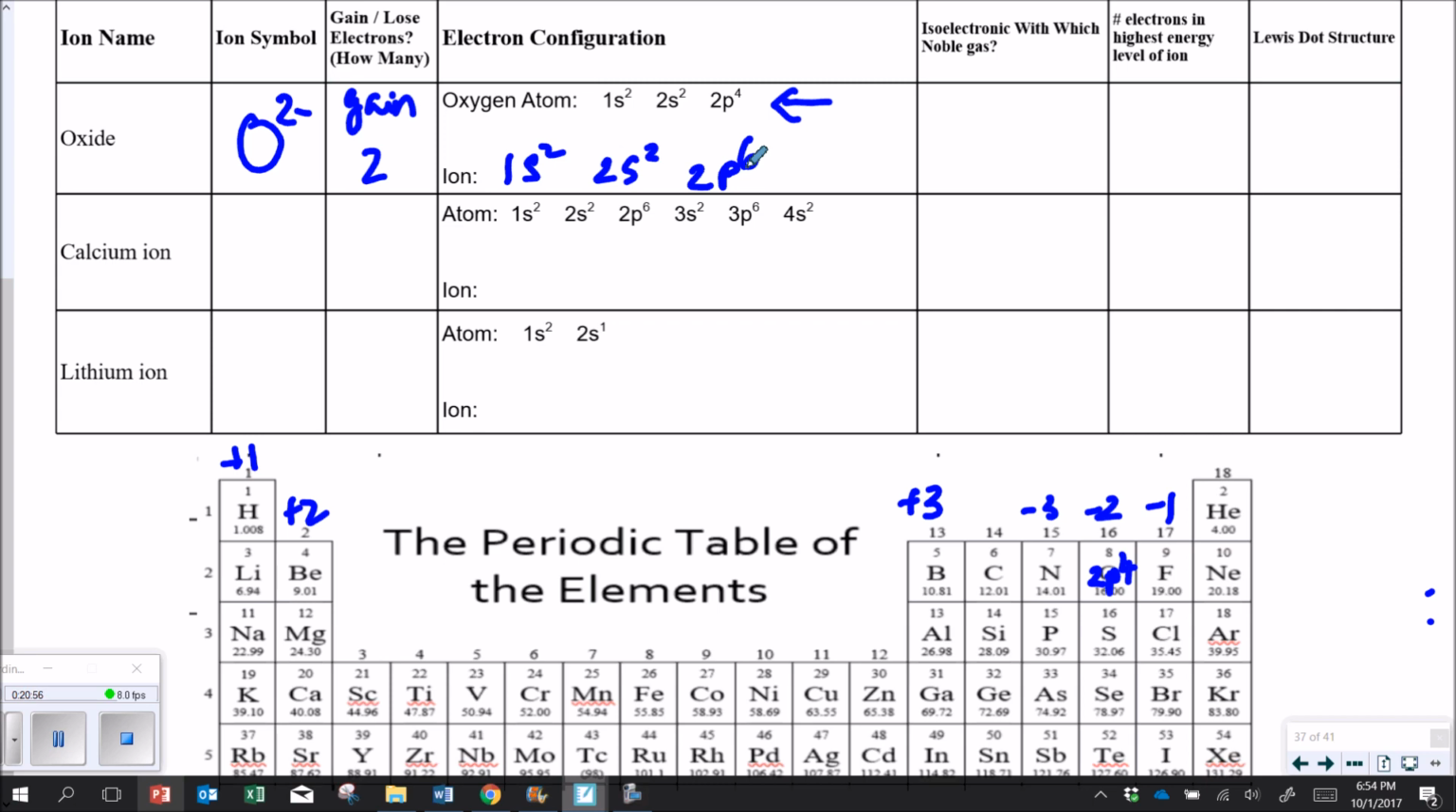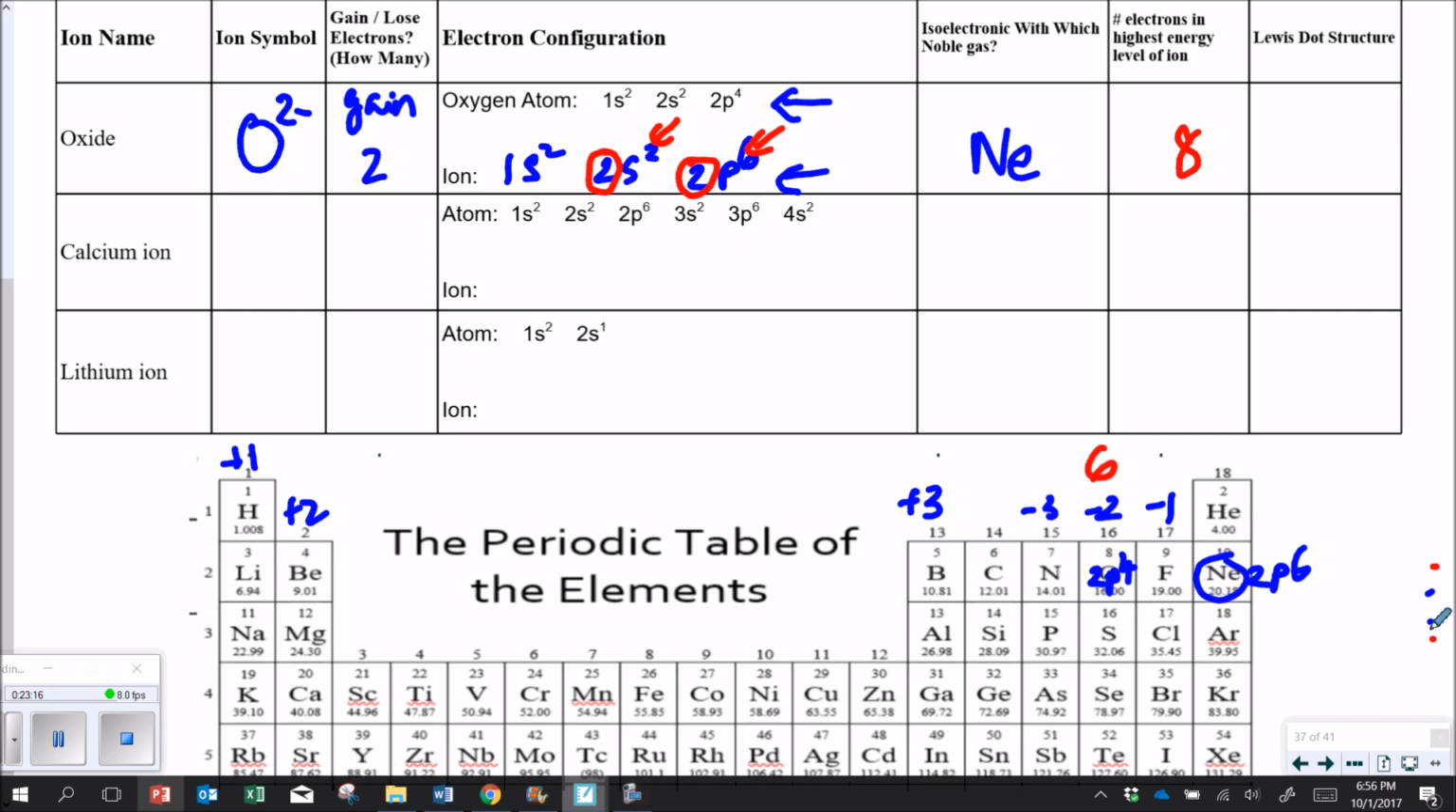Which noble gas is it isoelectronic with? If we are ending with 2p6 for the ion, we go look for 2p6 on the periodic table. Here it is, 2p6, and we have neon. For the number of electrons in the highest energy level of the ion, we have energy level number 2 as the highest energy level. So we have 2 electrons over here plus 6 electrons over here, which gives me 8 electrons.